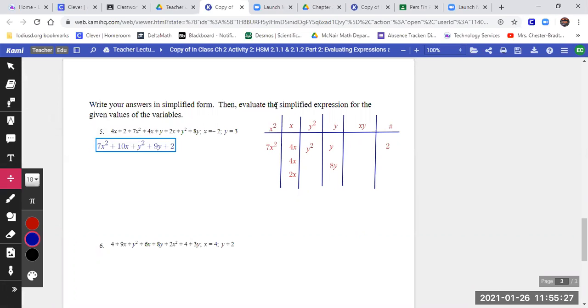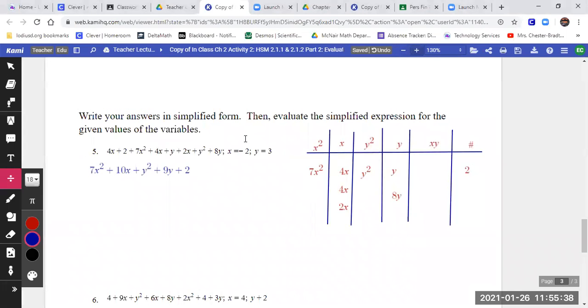Now we have to then evaluate the simplified expression for the values given. So they told me that, I'm getting it a little bigger, the x was worth -2 and the y is worth 3. So anywhere I see an x, I'm going to put a -2 in parentheses. Anywhere I see a y, I'm going to put a 3 in parentheses. Whatever number you put in, it goes in parentheses. No matter if it's plus or minus, it doesn't matter, in parentheses, okay?